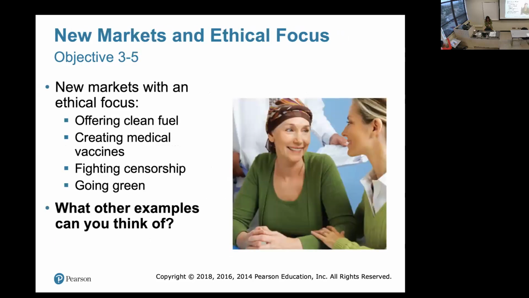New markets and ethical focus. There are market opportunities because consumers are becoming more aware of how ethical companies are, right? And consumers have choices, so companies are motivated to do better, right? There are different industries offering clean fuel, right? Creating medical vaccines, fighting censorship, going green, right? Those are some of the things that companies can do to make money, industries they can go after. Can you think of any other examples of what a company could do?